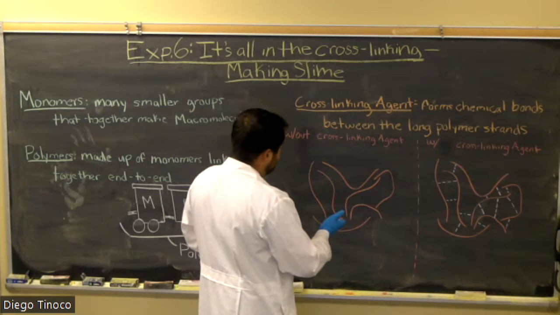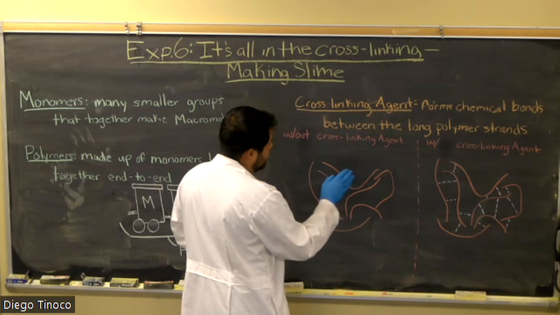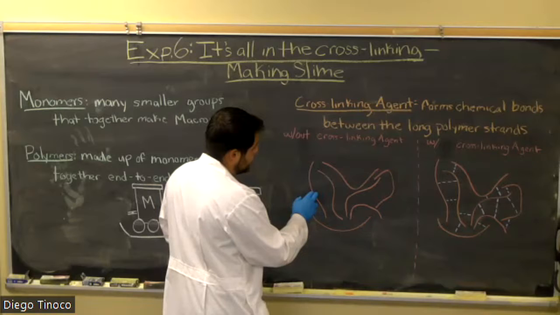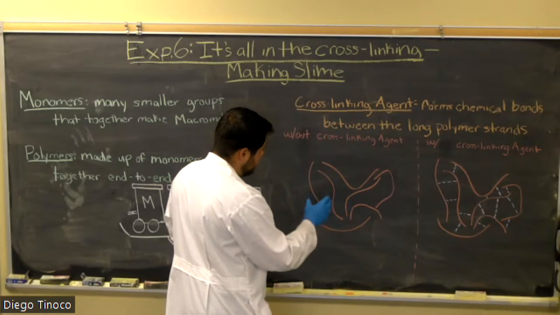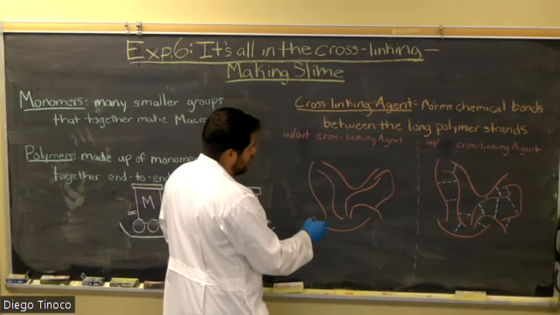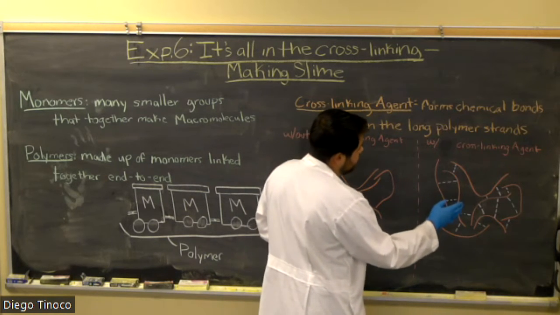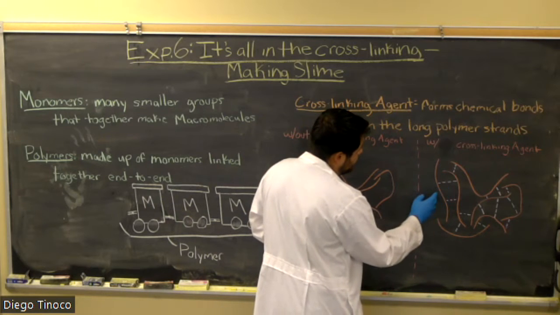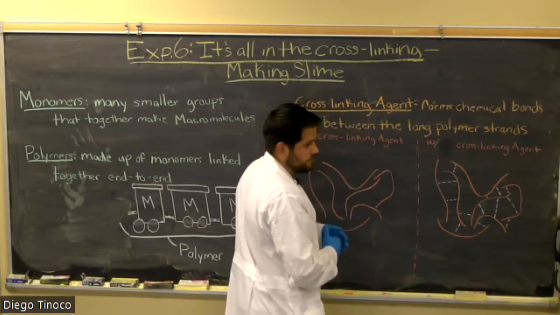Here on the left-hand side, we can see that without our cross-linking agent, the polymer strands don't have any interaction between the strands. All they do is tangle up together, but there is no interaction. While on the right-hand side, with our cross-linking agent present, we can see that there is interaction between the polymer strands, giving us our wanted reaction.